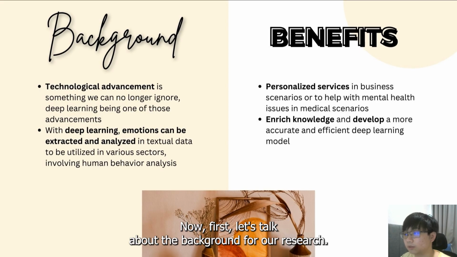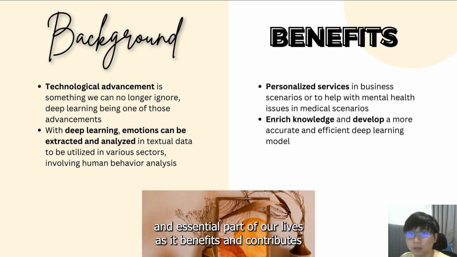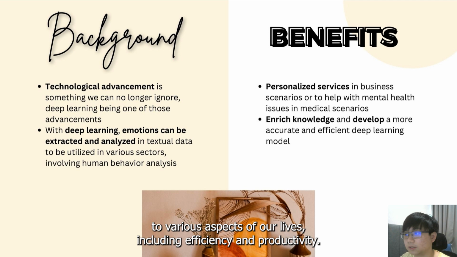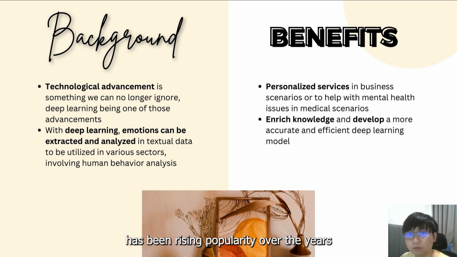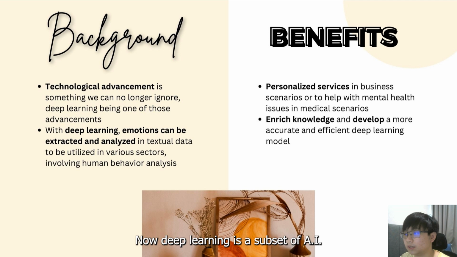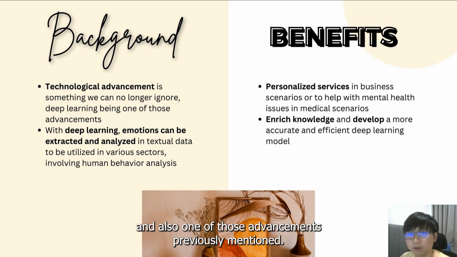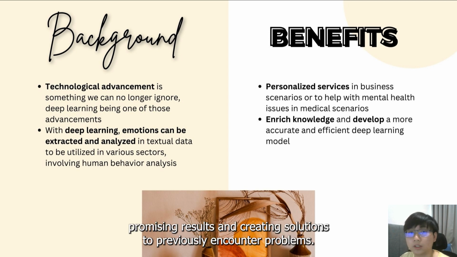Now first, let's talk about the background for our research. So we can see and understand that technology has become a critical and essential part of our lives, as it benefits and contributes to various aspects of our lives, including efficiency and productivity. As we know, artificial intelligence or AI has been rising in popularity over the years due to its ability to do and complete human-like tasks. Now, deep learning is a subset of AI and also one of those advancements previously mentioned. It has revolutionized and improved the technological field by showing promising results and creating solutions to previously encountered problems.